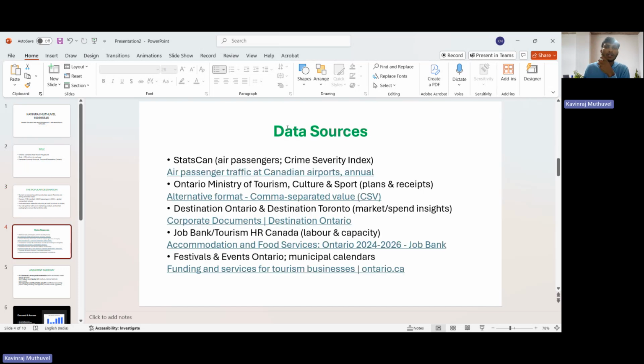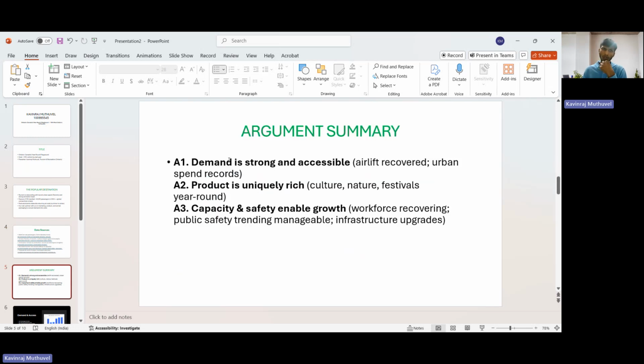So these are the data sources that I have fetched the data from: Stats Canada, Air Freshness Cap and Severity Index. By clicking on these links, we'll be able to access our data resources. And the argument is that demand is strong and accessible. Airlift recovered, urban spend records. The product is uniquely rich: culture, nature, festivals year round. Capacity and safety enable growth. Workforce recovering, public safety trending manageable, infrastructure upgrades.